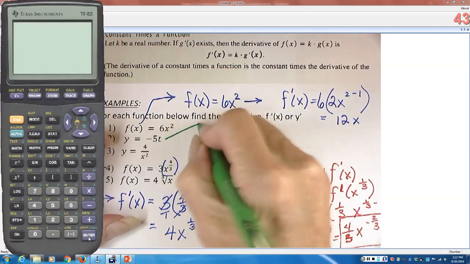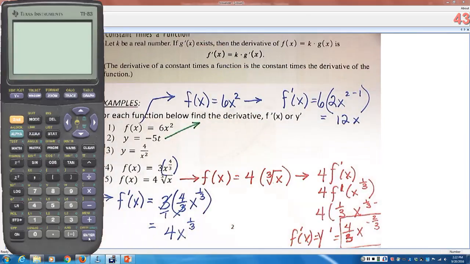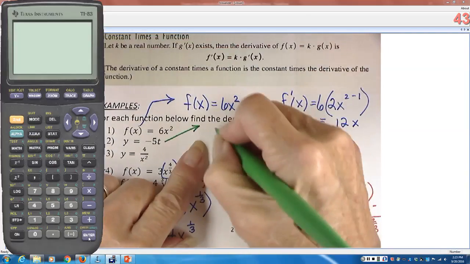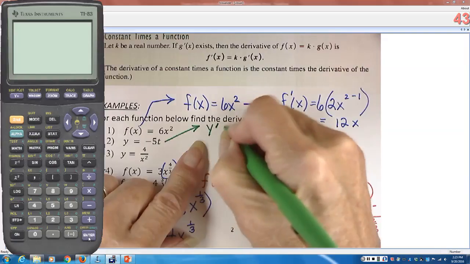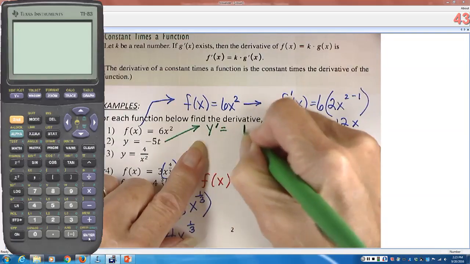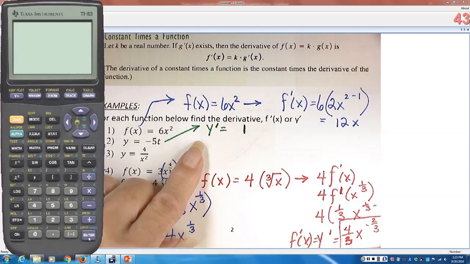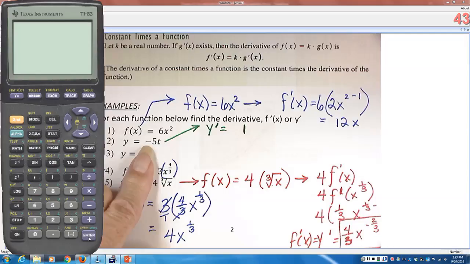Y equals -5 times t. What's the derivative of t? Look back on your first page. T is the variable. What's the derivative of t? 1. Okay, the derivative of t is just 1. What happened to -5? Goes along for the ride.